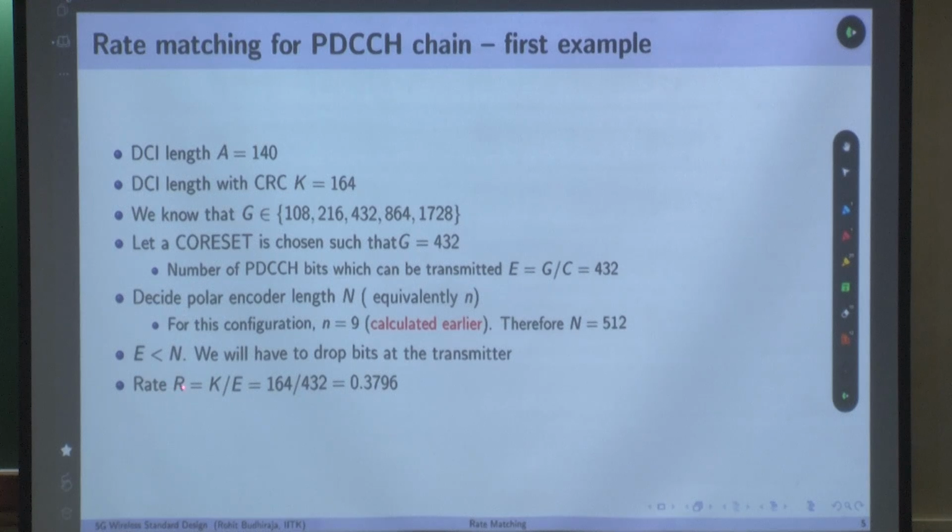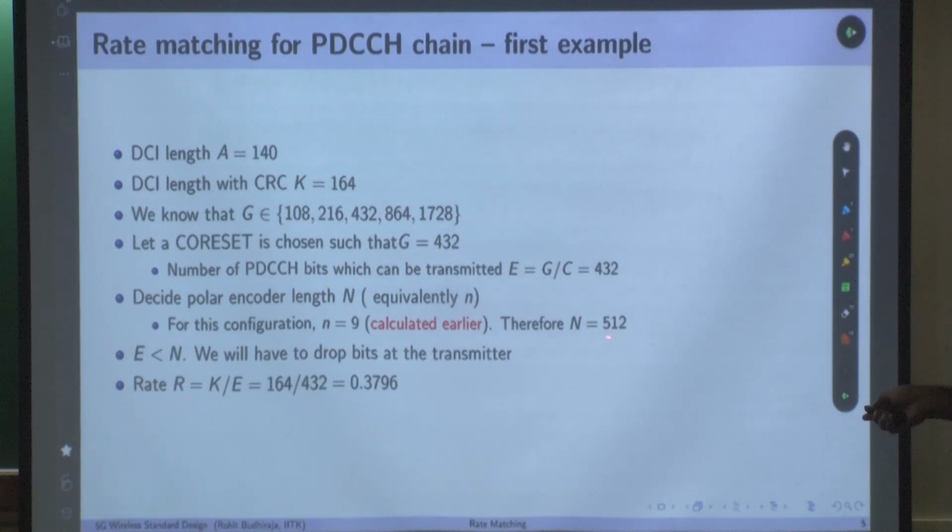What is the actual rate, what does it become? Rate will become K by E. This is the actual rate which is asked by the user, because E is the number of bits which you are transmitting for this user, and the payload is K. So it becomes 164 by 432. The rate is 0.379. But the rate you are actually generating in this case is 164 by 512.